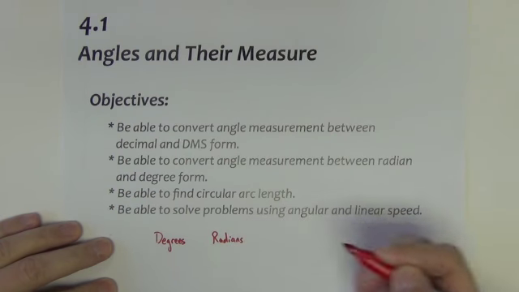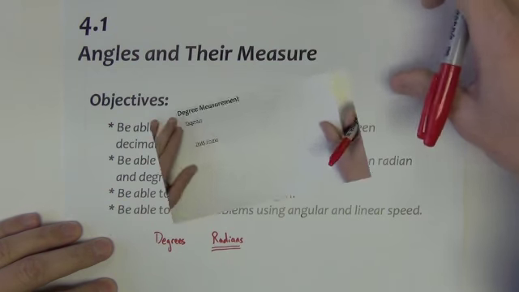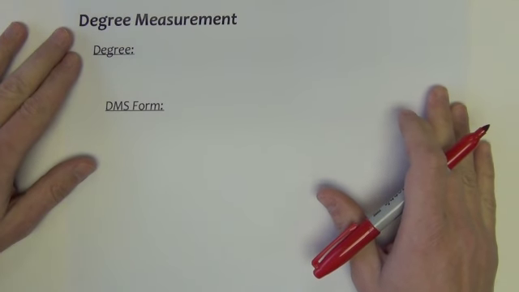Radians is the new one, although you'll find when we talk about arc length and circumference of a circle that you've actually been calculating angles with radians already. You just probably didn't know it up until today. Okay, so let's begin with degree measurement.